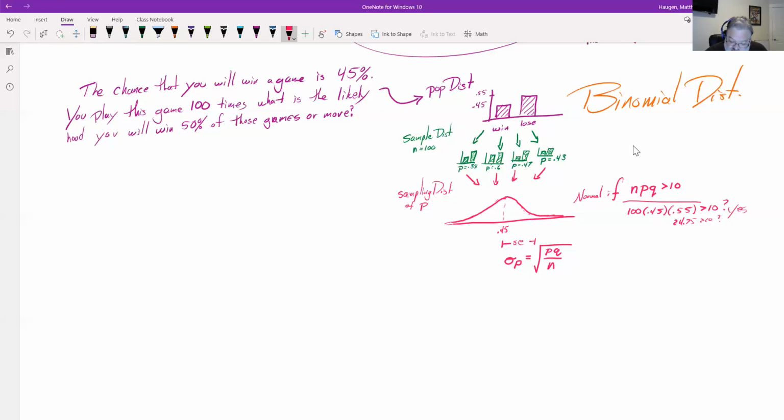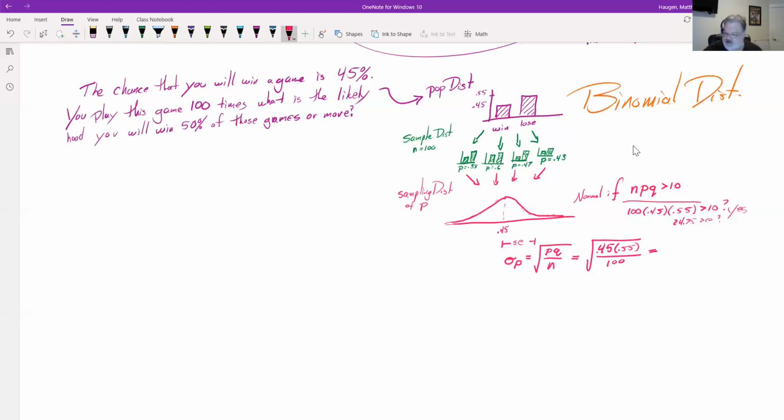And again, it's not too hard to find. We know P, we know Q, we know N. So as long as we know to use the right tool, the act of using the tool is usually not that bad.